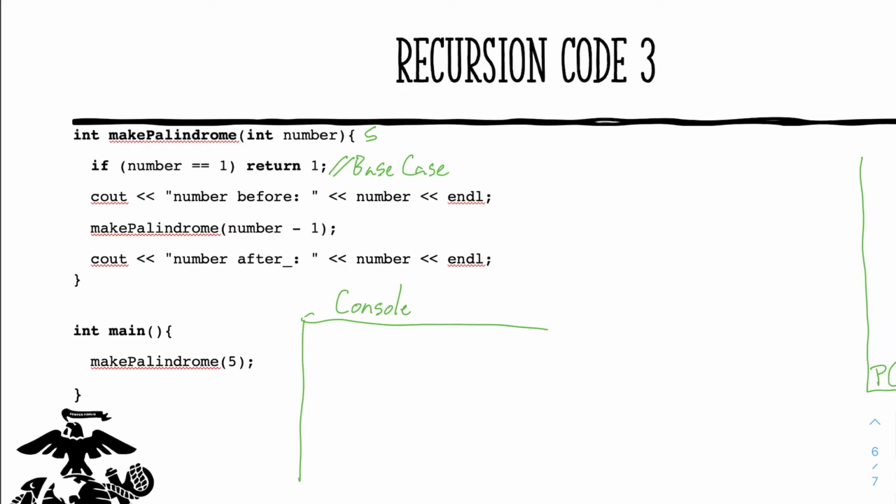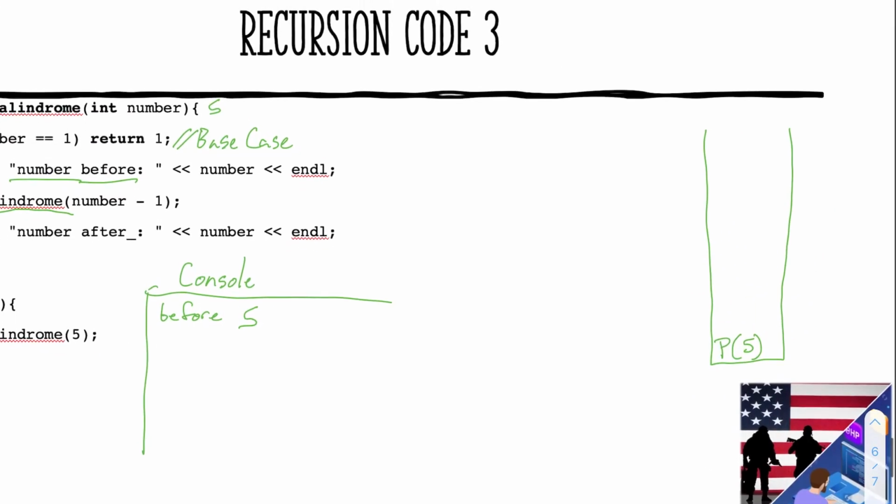So before is going to be, I should have done number before. Instead I just wrote before, saved myself some strokes. So before, and then the number that it's printing is going to be the number 5. And then it's going to make the recursive call of the make palindrome, calling in number minus 1. So now it's calling in on 5 minus 1 is 4. Now it's making the recursive call of P of 4.